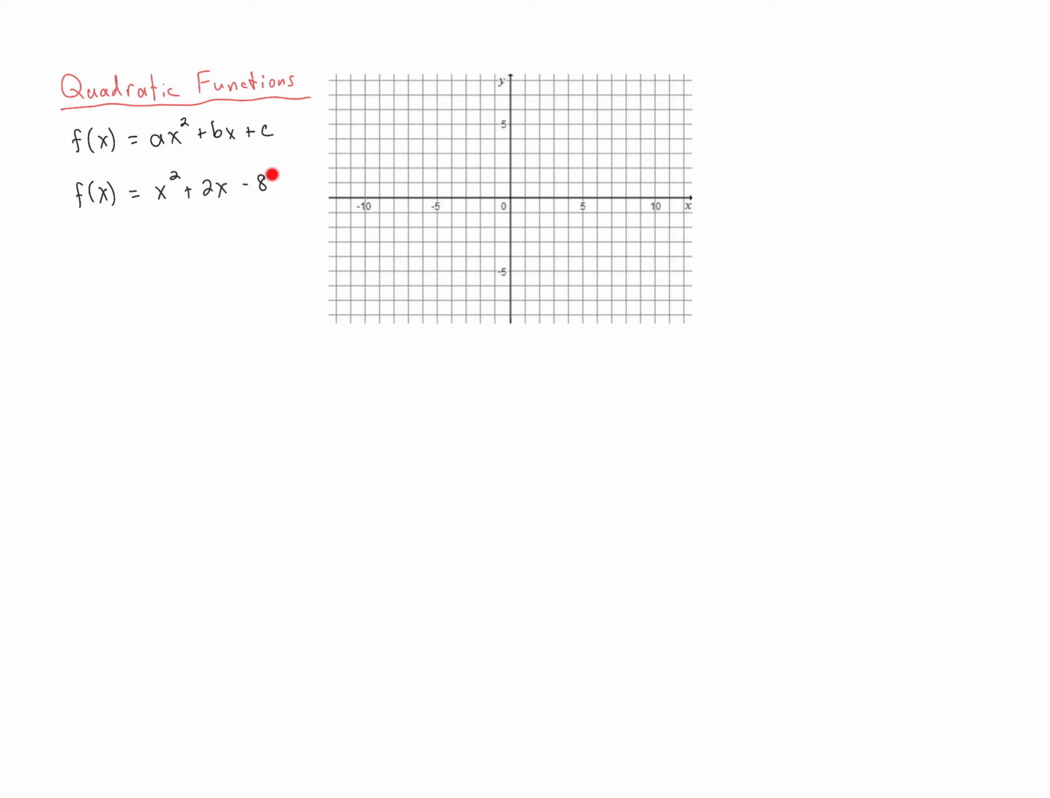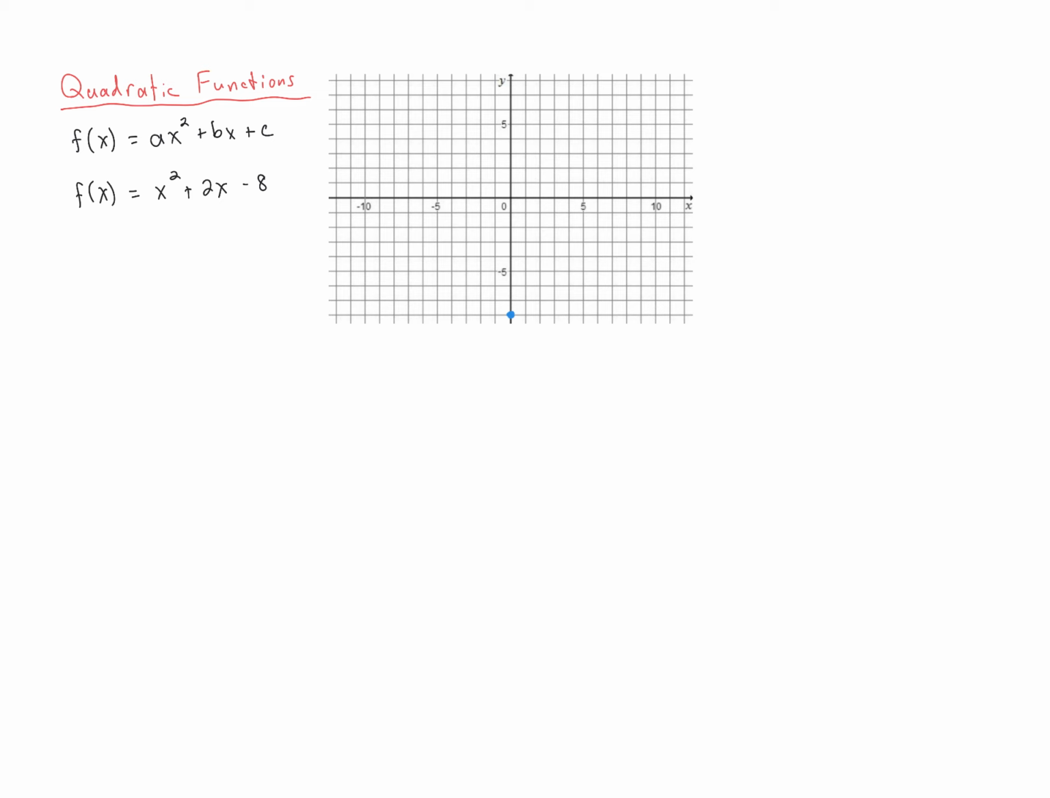When we have a quadratic function in this form, we can find the y-intercept by plugging in 0 for x. When we do that, these terms vanish, and whatever's left, in this case -8, is our y-intercept. So the y-intercept is going to be down there.